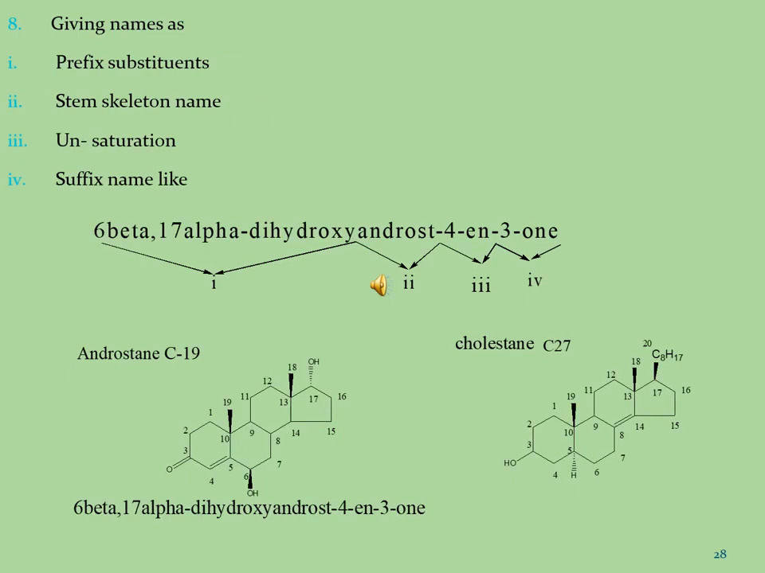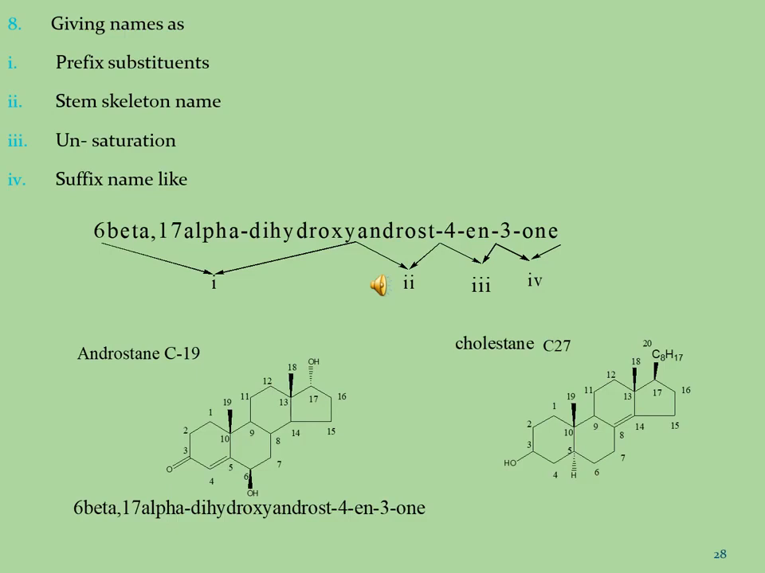In this slide, I will let you know about the sequence to give the name of the steroidal molecules. So, first, write all the prefix substituents and mention their position. Second, give the name of the stem skeleton. Third, give and write the unsaturations. Fourth, give the name of the suffix substituents.